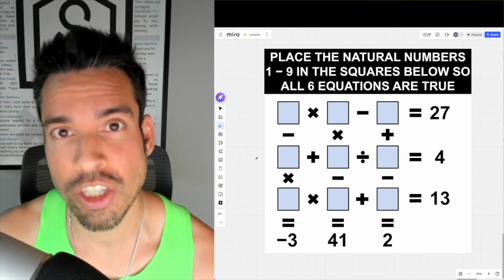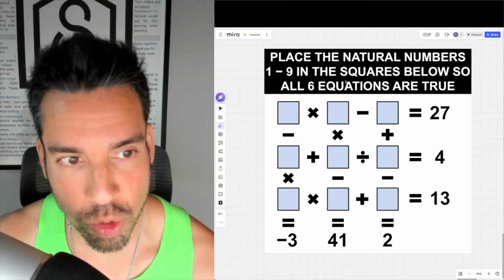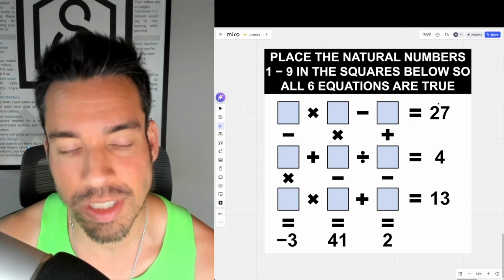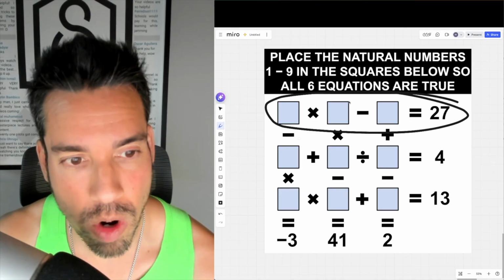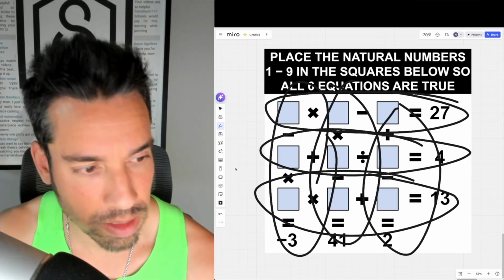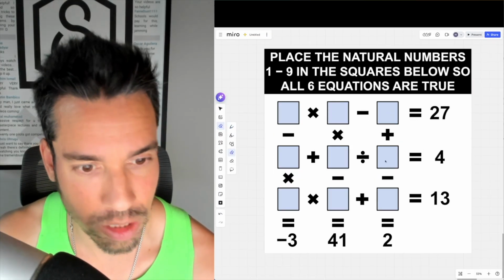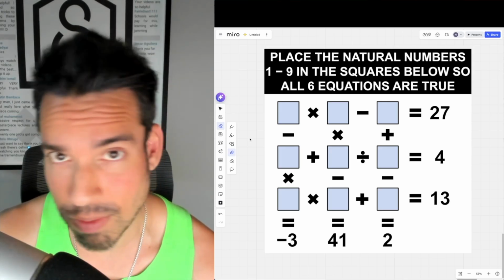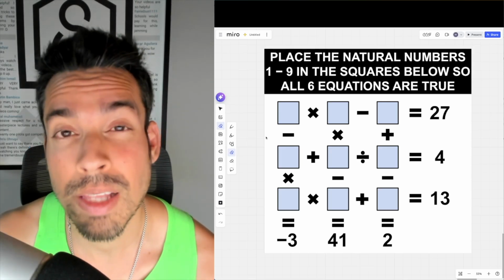In this one, the question is as follows. Place the natural numbers 1 through 9 in the squares below so all 6 equations are true. We got 1, 2, 3, 4, 5, and 6 different equations. Hit that pause button and see if you can figure it out. When you're ready, hit play and I'll give you the explanation.